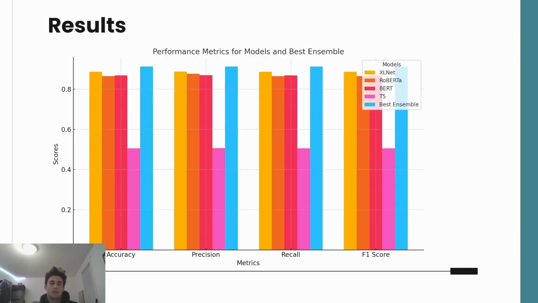Here is the graph for the results. As we can see, the blue bar is our ensemble model. It's better than any of the models and much better than T5, for example. A little difference in the graph makes a big difference when detecting bias or non-bias in sentences. It's a complex topic, and I think we did a pretty good job.